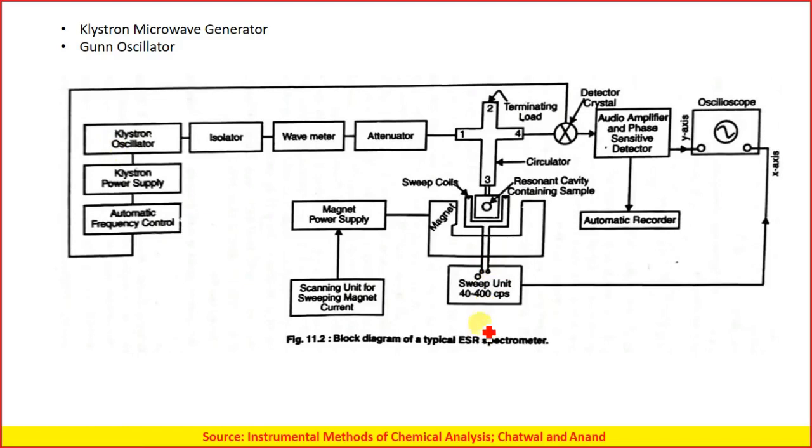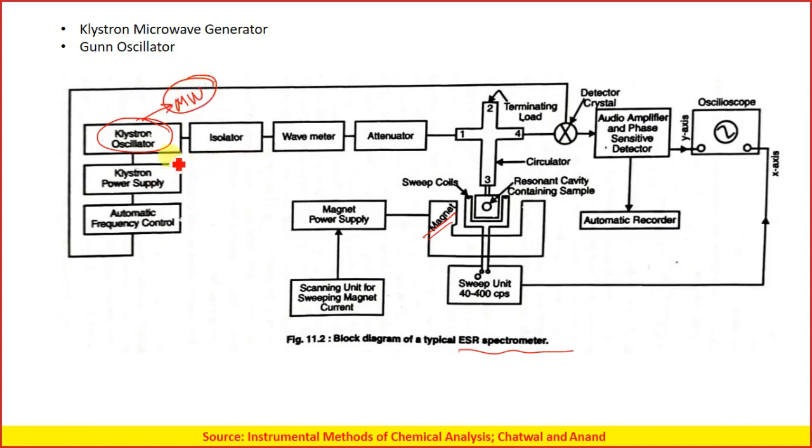Next is how an ESR spectrometer works. It is similar to that of your NMR spectroscopy. So you have the scanning unit for the sweeping magnetic current, the magnet power supply. You have this magnet over here, and they help in the sweeping of the magnetic field over the sample. And over here we have this klystron oscillator.